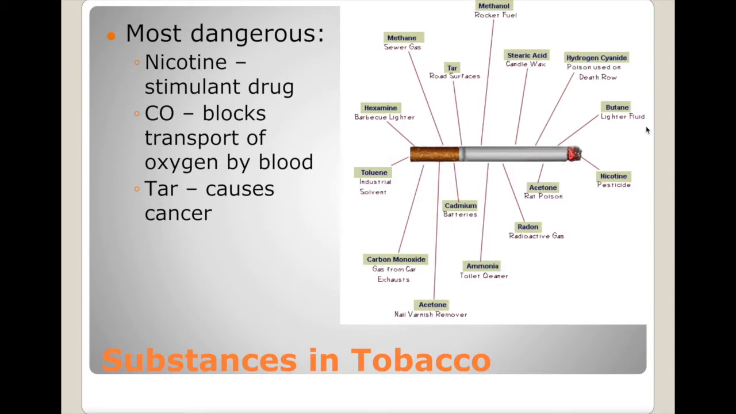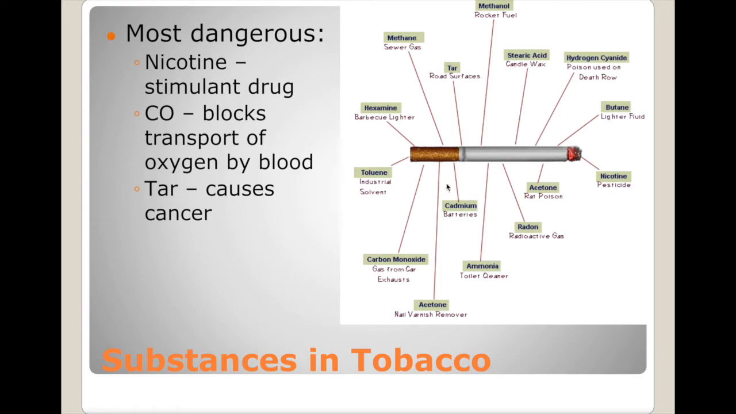One of the most dangerous things in the world is tobacco. It has all of these gross things in it here. Obviously, it has nicotine in it as well, which is a stimulant drug. It is the addictive drug. It has CO, not CO2, CO, the carbon monoxide, which blocks the transport of oxygen by the blood, so it makes it so you can't transport oxygen as well. And tar has been shown to have cancer-causing agents in it.